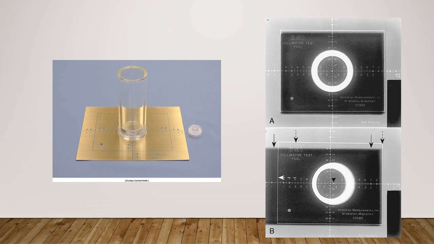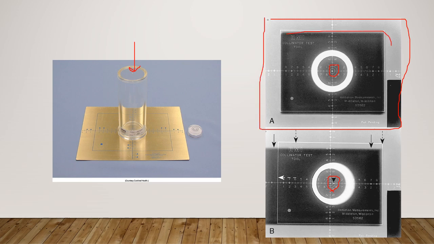On the left-hand side is the collimator test tool with the plastic piece that's in the center. It has a dot in the center, which shows up radiographically in the center, and that's going to check the centering indicator. You can also see that there are two exposures taken, one with the entire tray, and then here's the center part of it.